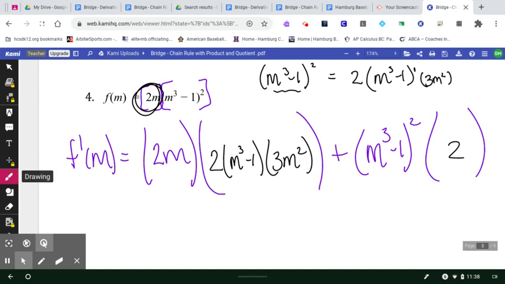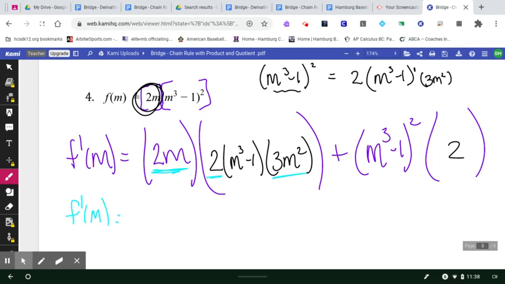So the calculus part's done. I just need to clean this up. So I have f prime of m equals, so I'm looking for coefficients, 2m, 2, 3m squared. So 2 times 2 is 4, times 3 is 12. M times m squared is going to make m cubed times this m cubed minus 1. Plus, this again is a coefficient, I have 2 times m cubed minus 1 squared.